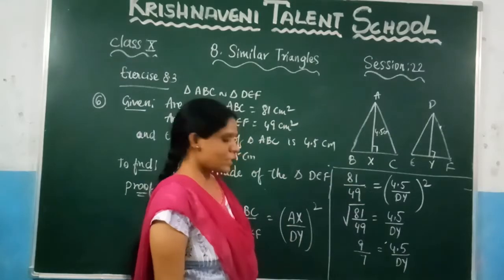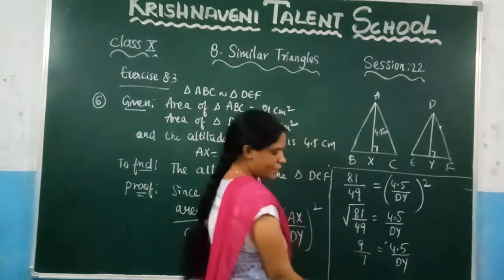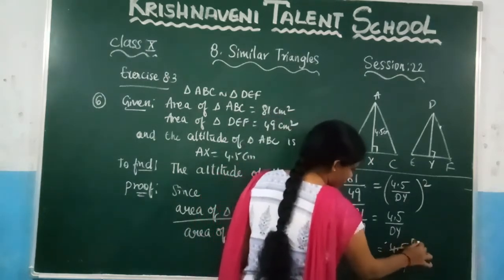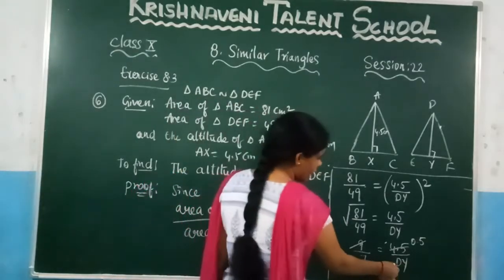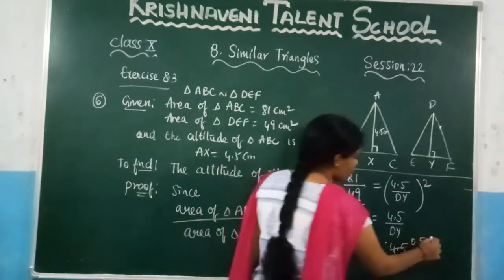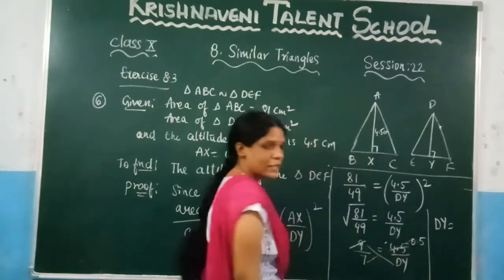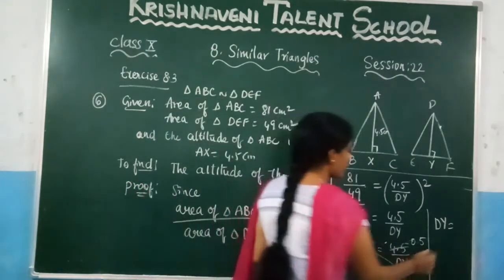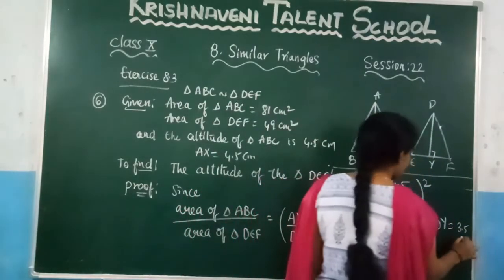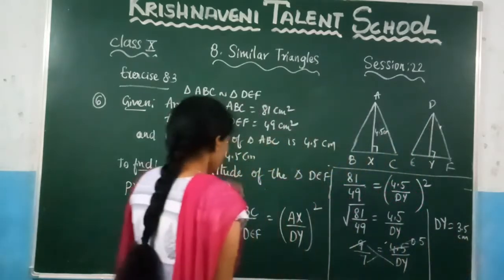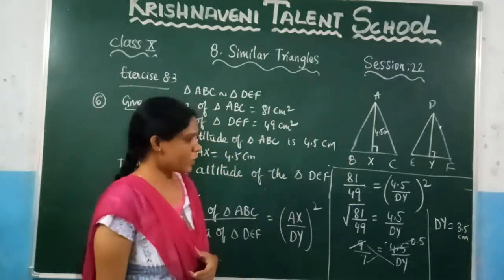Now let us see in which table these two will get cancelled. You know that in the 9 table these two will get cancelled, right? 9 ones are 9, 9 fives are 45. So you will get here 0.5. Now let us cross multiply these values, so that what you are getting here, DY into 1, which gives you DY, and 7 into 0.5 is nothing but 3.5. So write it here 3.5. So what are the units here? Centimeters. So write it here centimeters. So what is the altitude of the smaller triangle, which is 3.5 centimeters.